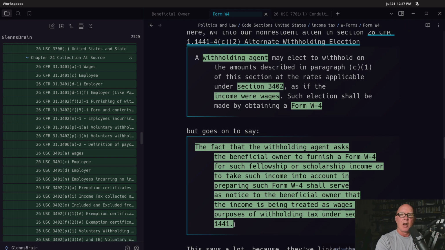States, gross income, only from sources within the United States that we just looked at. You're electing to treat your income as wages under Section 1441. 1441 is non-resident alien stuff. So by filling out a W-4, you are electing to treat your income as if it were income for a non-resident alien. I mean, it's explicitly what this is saying.